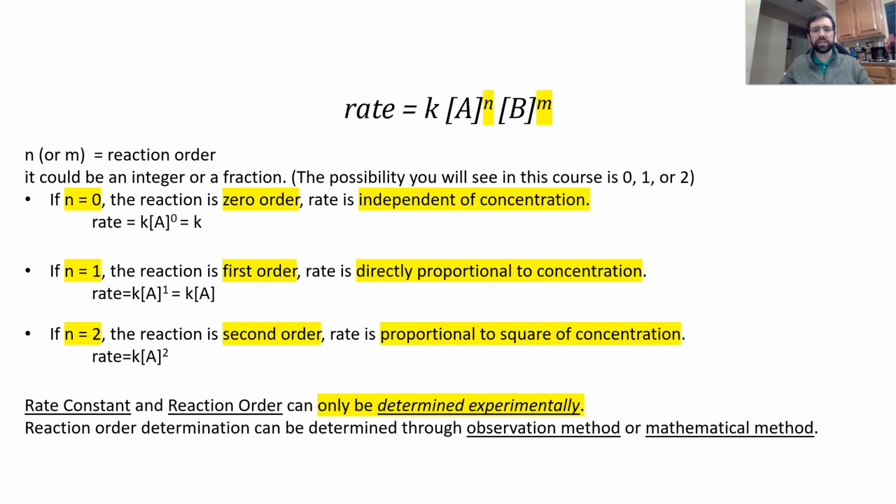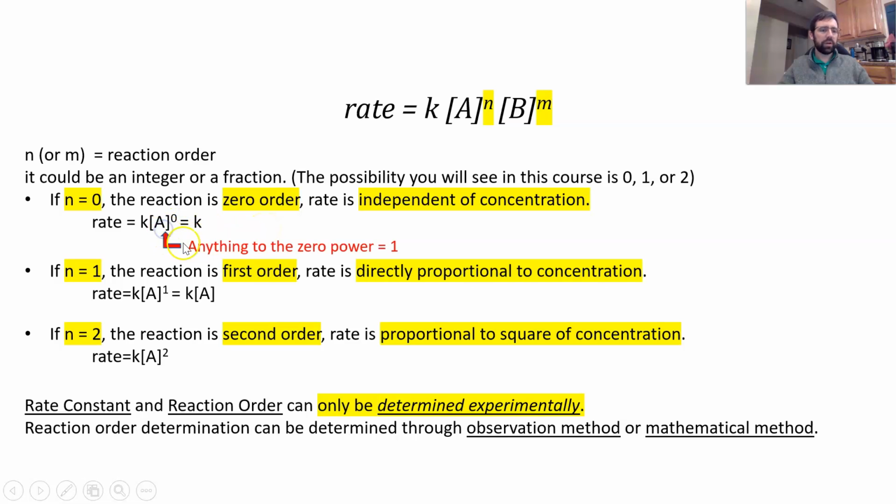Now the possibilities you'll be seeing in this course, especially on the exams, are going to be 0 or 1 or 2. If n equals 0, the reaction is what we call 0 or 0th order. You'll see that sometimes where you have the number 0 with a little th, 0th. The rate is independent of concentration in this case. Rate equals K times A to the 0, where N would be 0 in this case.